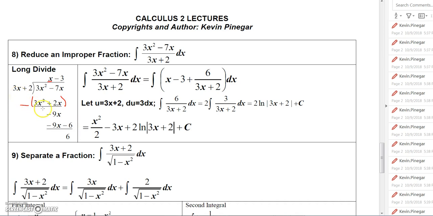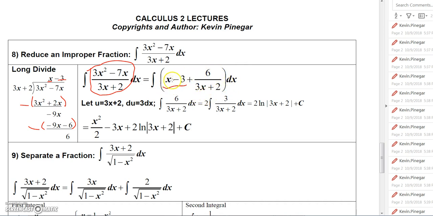So then I say 3x times what equals minus 9x, so that would be minus 3, so I put a minus 3 up here, and then multiply back. Minus 3 times 3x is minus 9x, minus 3 times 2 is minus 6, and then again you have to subtract this quantity, and that's going to be minus 9x plus 9x, which cancels, and then you're going to have 0 plus 6, which is plus 6. So then I can replace this rational expression with the quotient I got over here, which is x minus 3, plus the remainder portion, which is 6 over 3x plus 2.